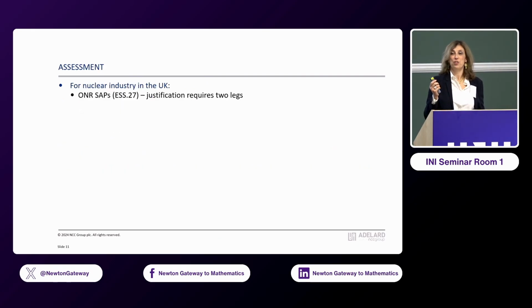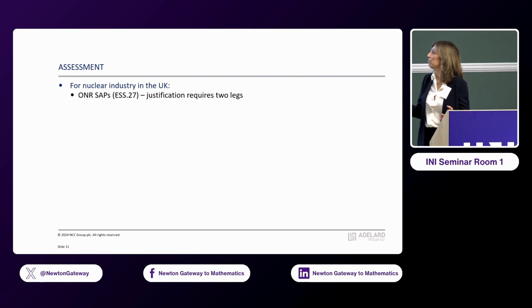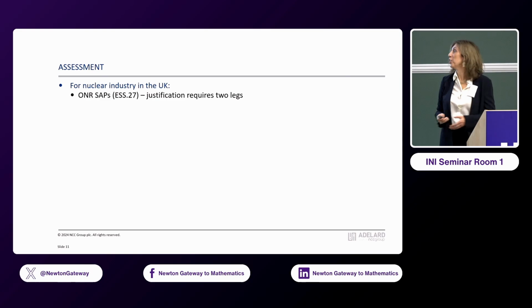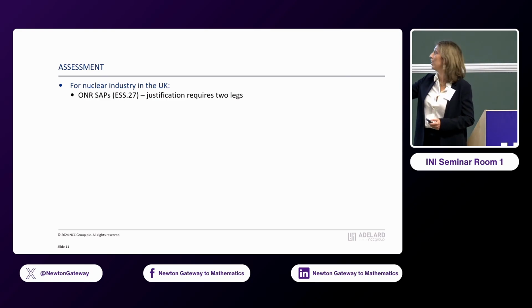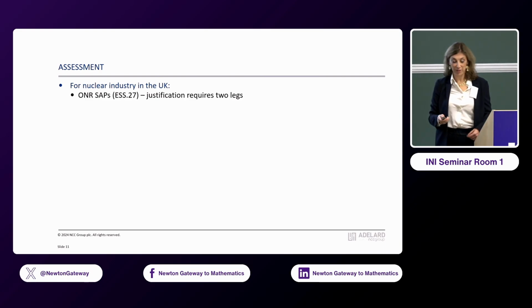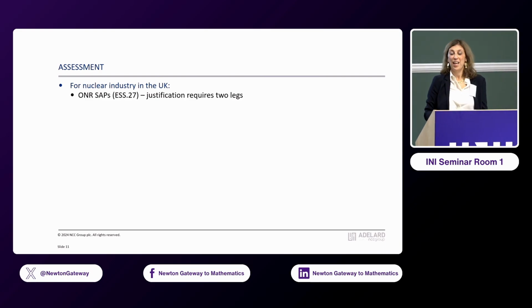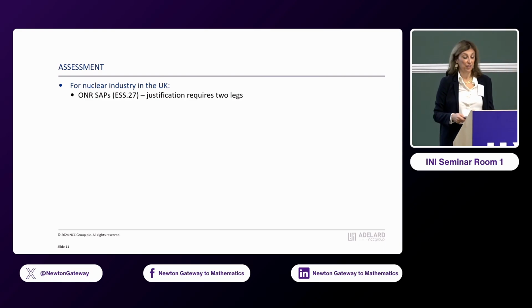So typically to do that in the UK, there's the UK regulatory regime, so they describe on the ONR, so ONR is the regulator, the Office for Nuclear Regulation. They have safety assessment principles, call it SAPs, and for digital systems they have two parts.